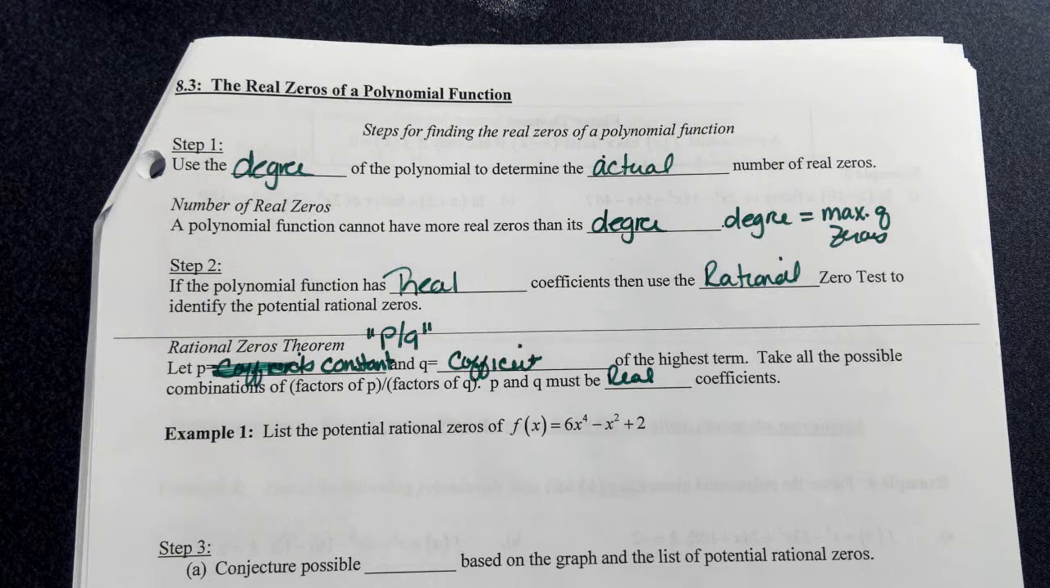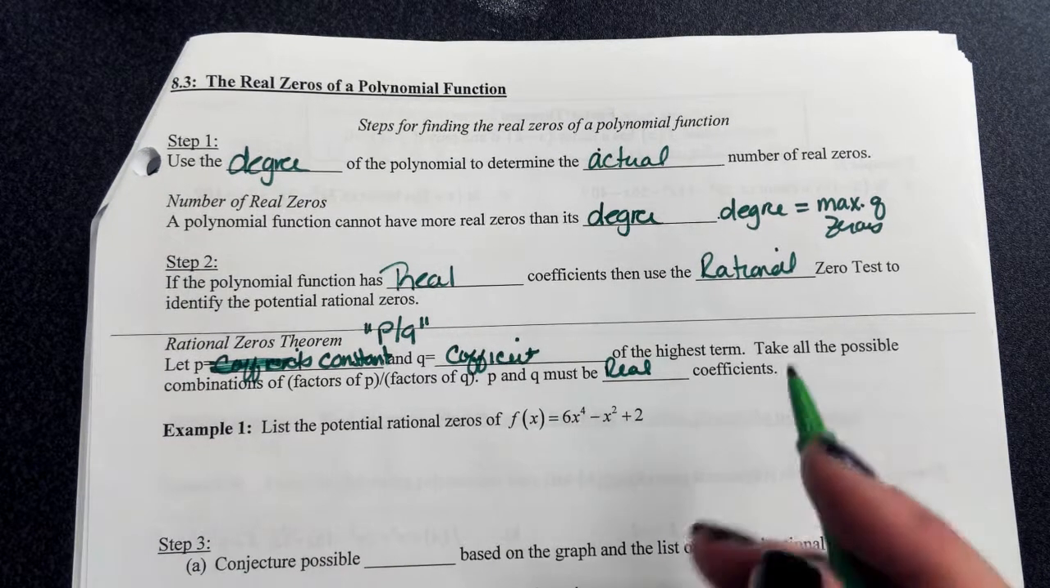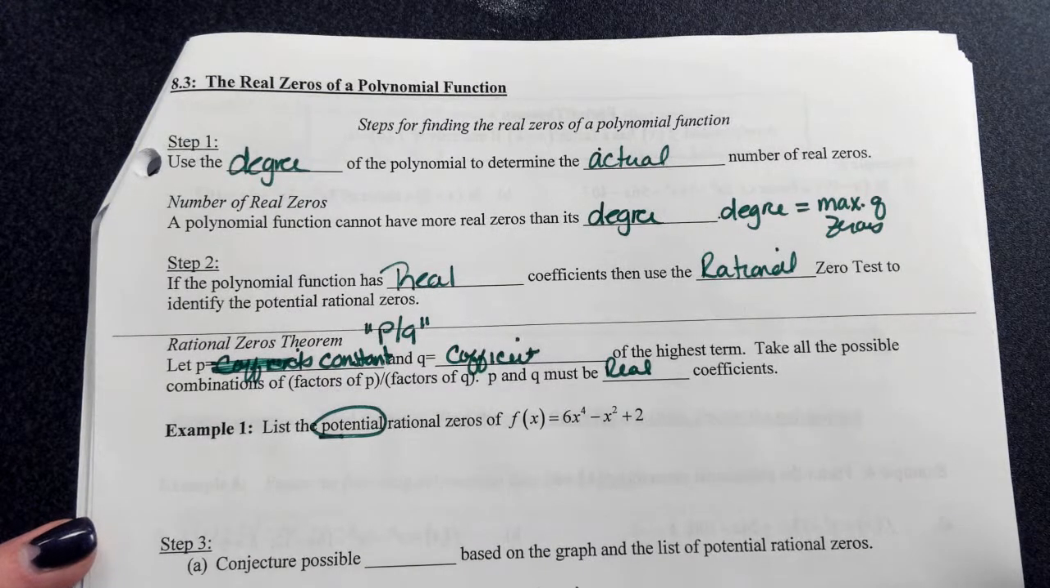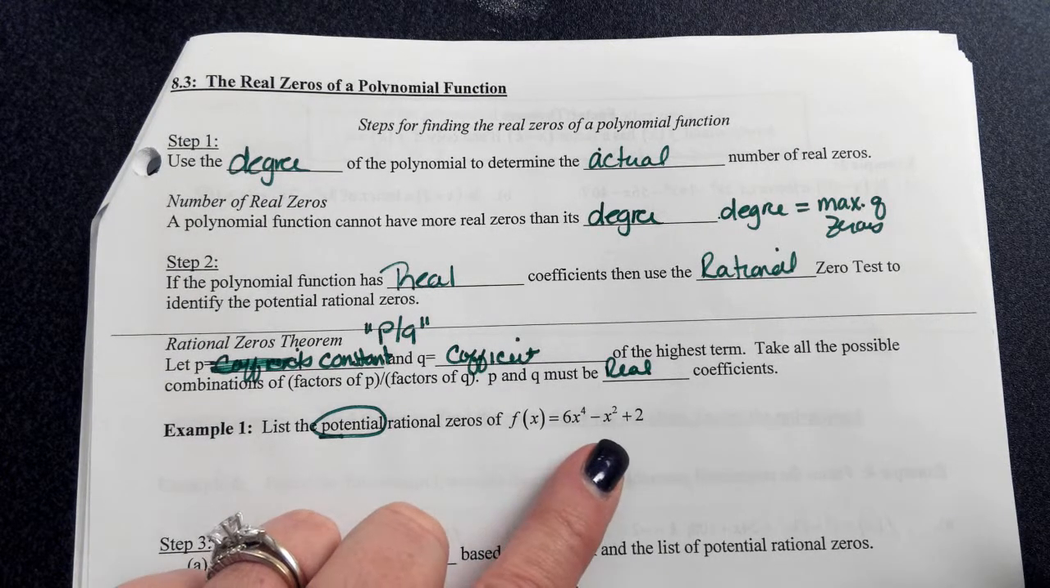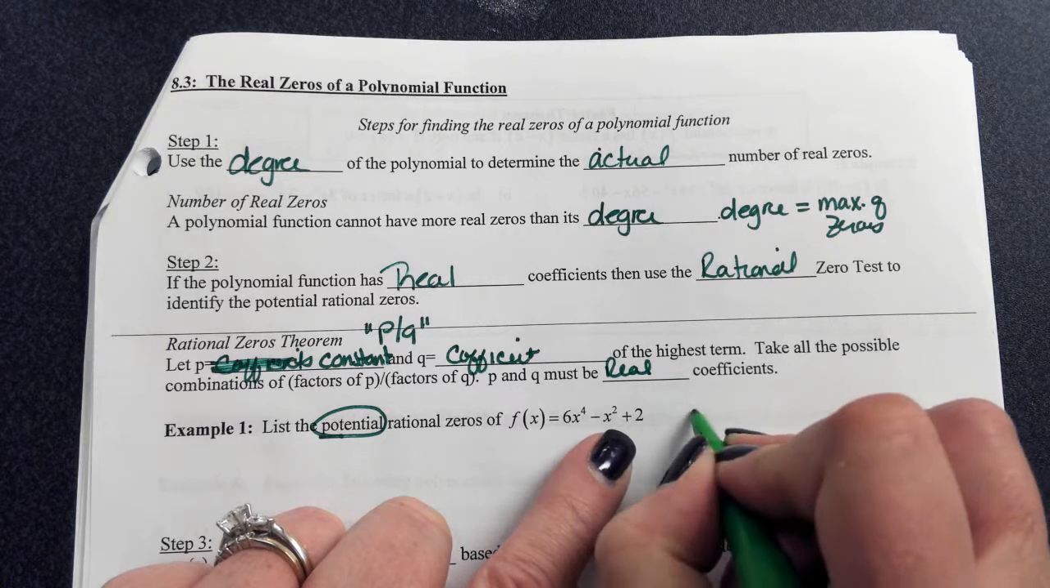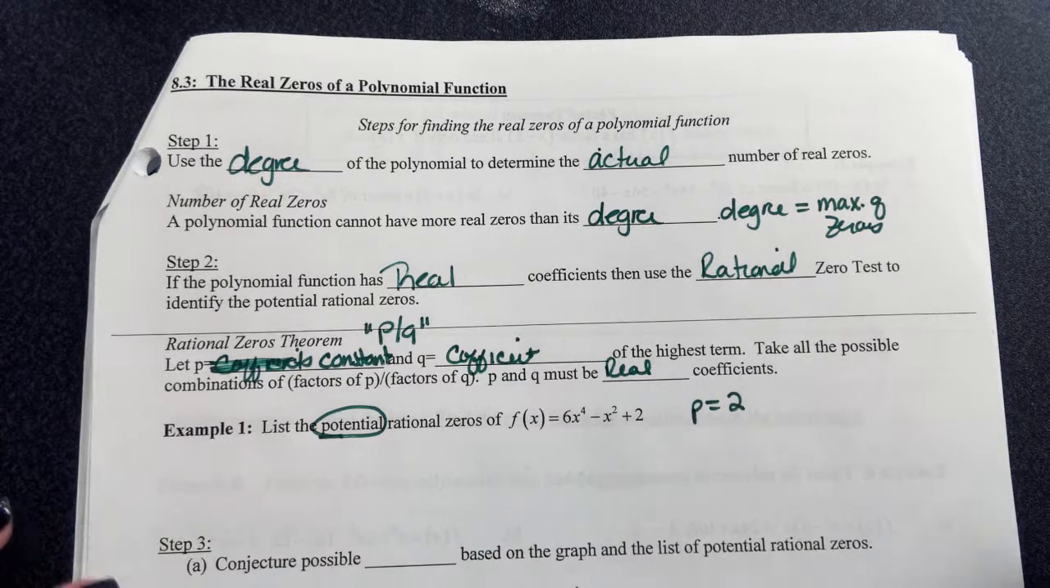So for example, list the potential... I'm not asking you to solve. I'm just asking you to list the potential rational zeros of this particular equation. First of all, what's my constant term in this? 2. My constant is 2. So that's my P. So P is equal to 2.